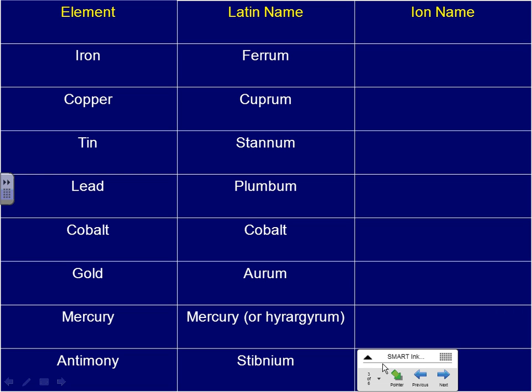And then we'll talk about what the ion name is, but I'll let you go right to the bottom. And also, just to save some time and confusion, don't write down this Latin name here for mercury. Just write mercury again, and I'll tell you why.